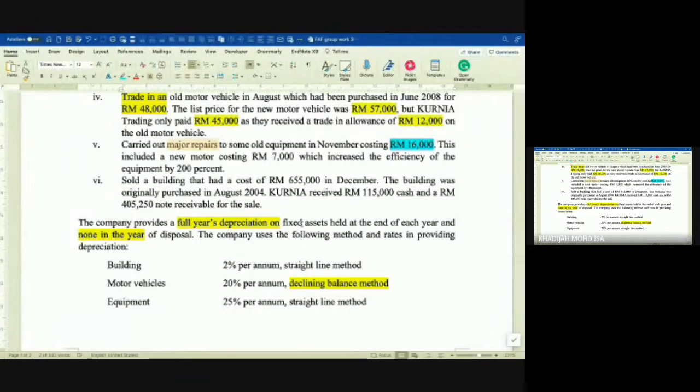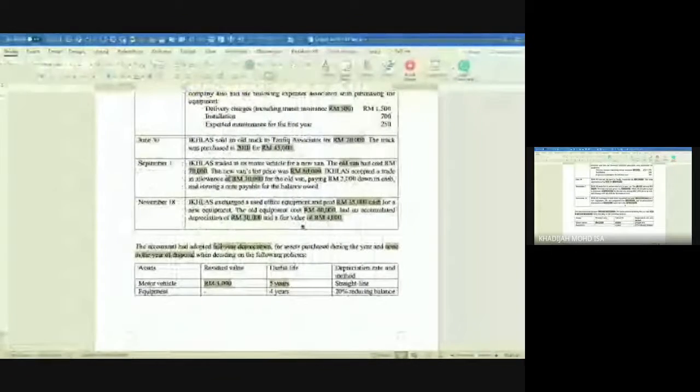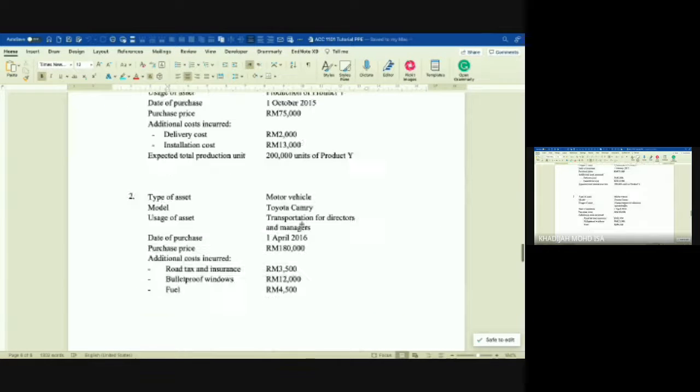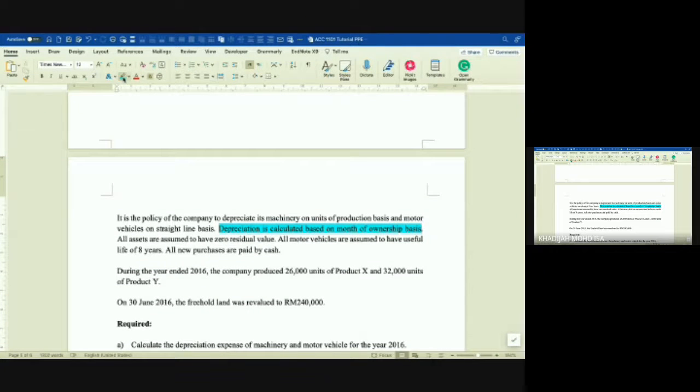But if there's another policy that says depreciation is calculated based on ownership basis, then only you apportion. So if your year end is 31st December and you buy in July, you have to apportion 6/12, because July to December is only 6 months of ownership. If the question says depreciation is calculated based on month of ownership, then you apportion. If it says full year depreciation, then you just give full year depreciation.